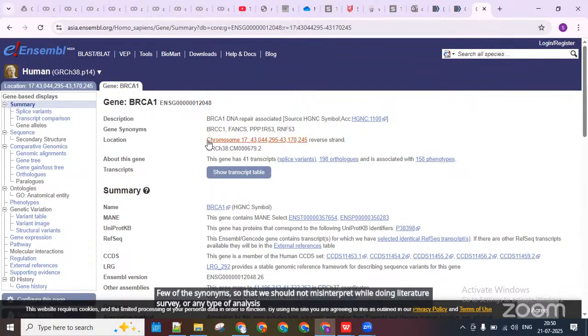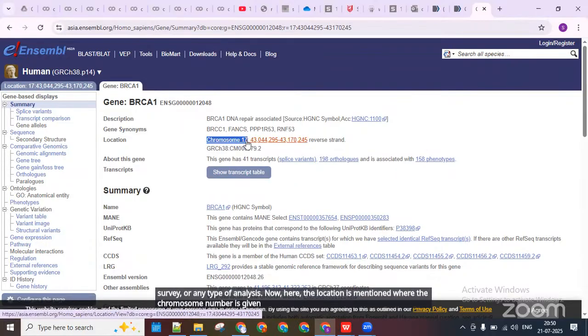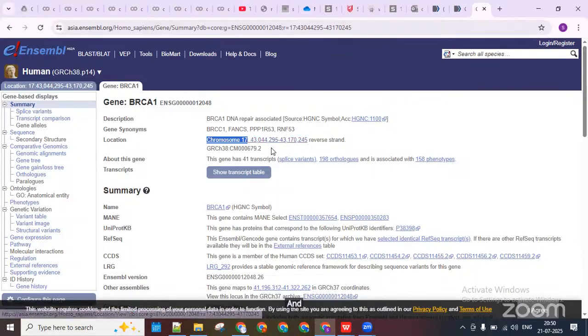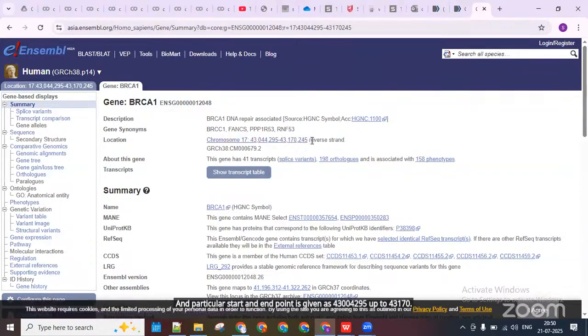Now here the location is mentioned, where the chromosome number is given. So on chromosome number 17, BRCA1 lies, and the particular start and end point is given as 43004295 up to 43170247. Okay.